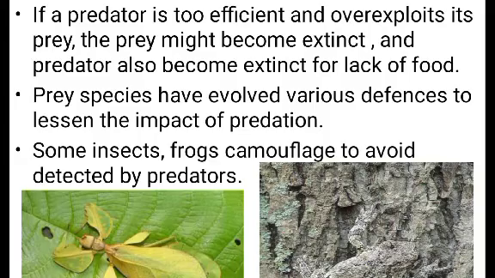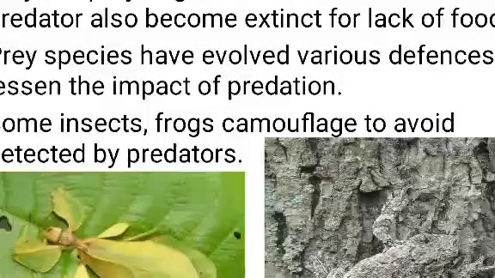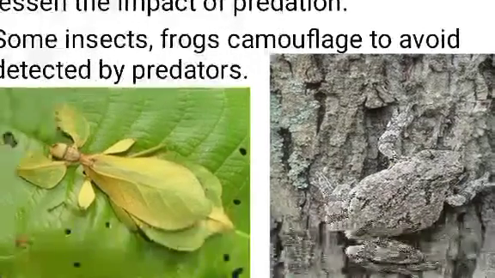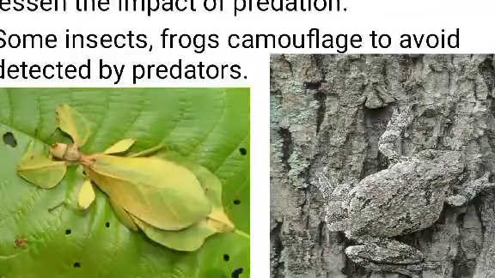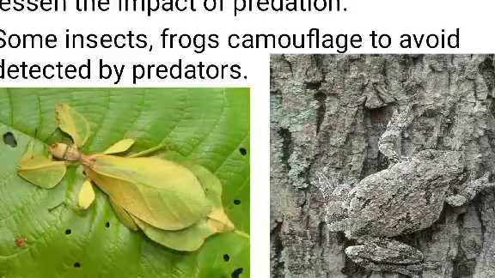Okay. In the same way, the prey species have also evolved various defenses to reduce the impact of predation. Okay, some of the insects and frogs, if you see here, they are colored or they camouflage themselves to avoid being detected by their predator, isn't it? So here the insect, if you see the phyllium frondosum, it is green in color, similar to that of the leaf. Or the frog, you see, it is similar to that of the tree trunk. Isn't it? They camouflage themselves to avoid detection by their predator.